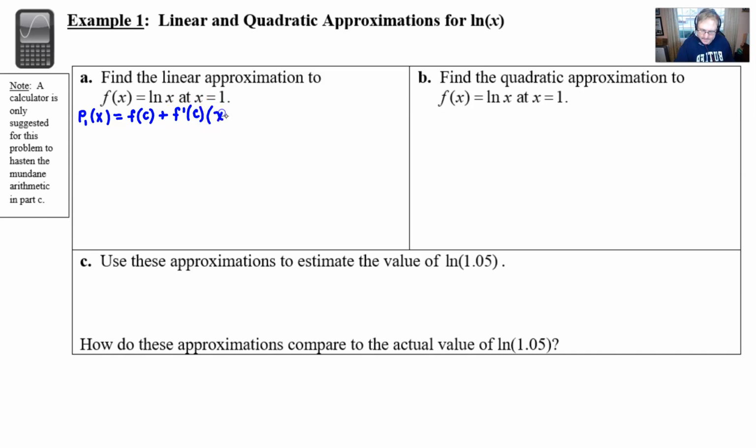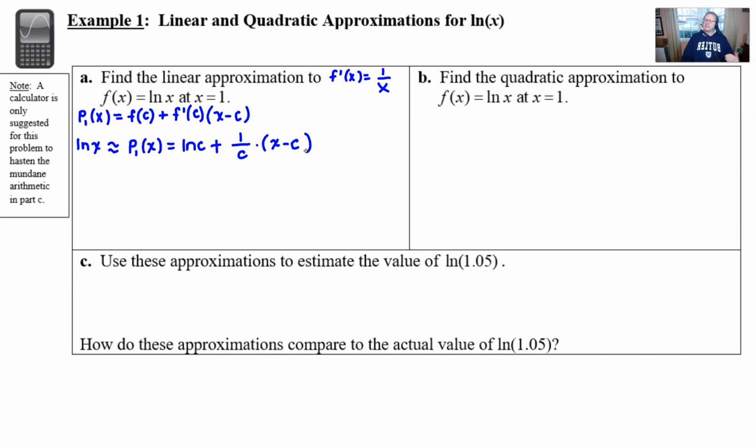times x minus c. Now, in this particular example, we are going to use the fact that our function is natural log of x. So if I take its derivative, I of course get 1 over x. So what that means is that my natural log of x, which I'm trying to approximate, my f of x is approximately going to look like my polynomial degree 1, which is f of c, which is the natural log evaluated at c, plus the derivative of the natural log, 1 over x, evaluated at c, times the quantity x minus c.